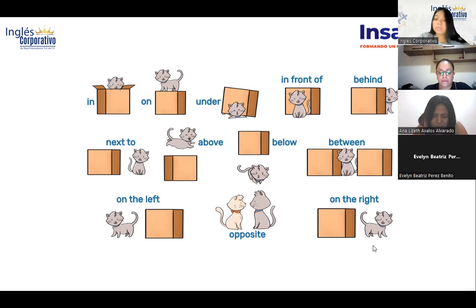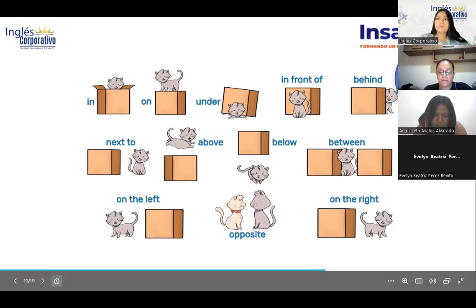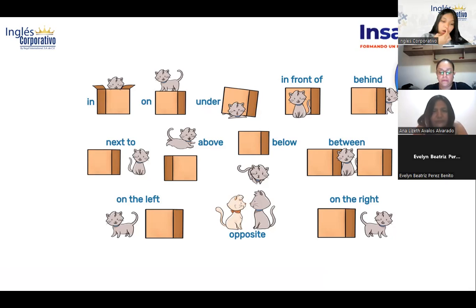The computer is on the table. Very good, Evelyn. I'll give you 2 minutes. The dog in the book.